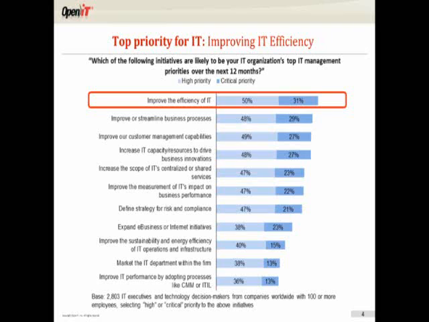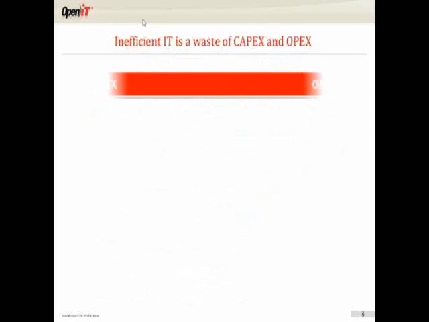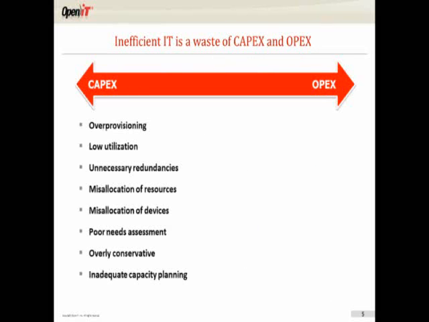And then we see the increasing the scope of IT's centralized and shared services and improving the measurement of IT's impact on business performance. Once we start looking at improving the measurement, of course, implicit in that discussion is being able to measure. And this is where so many of our customers have asked us to step in and assist them. When we do look at the IT expenditures, whether it be CapEx or OpEx, we do see inefficiency play itself out in a number of ways.